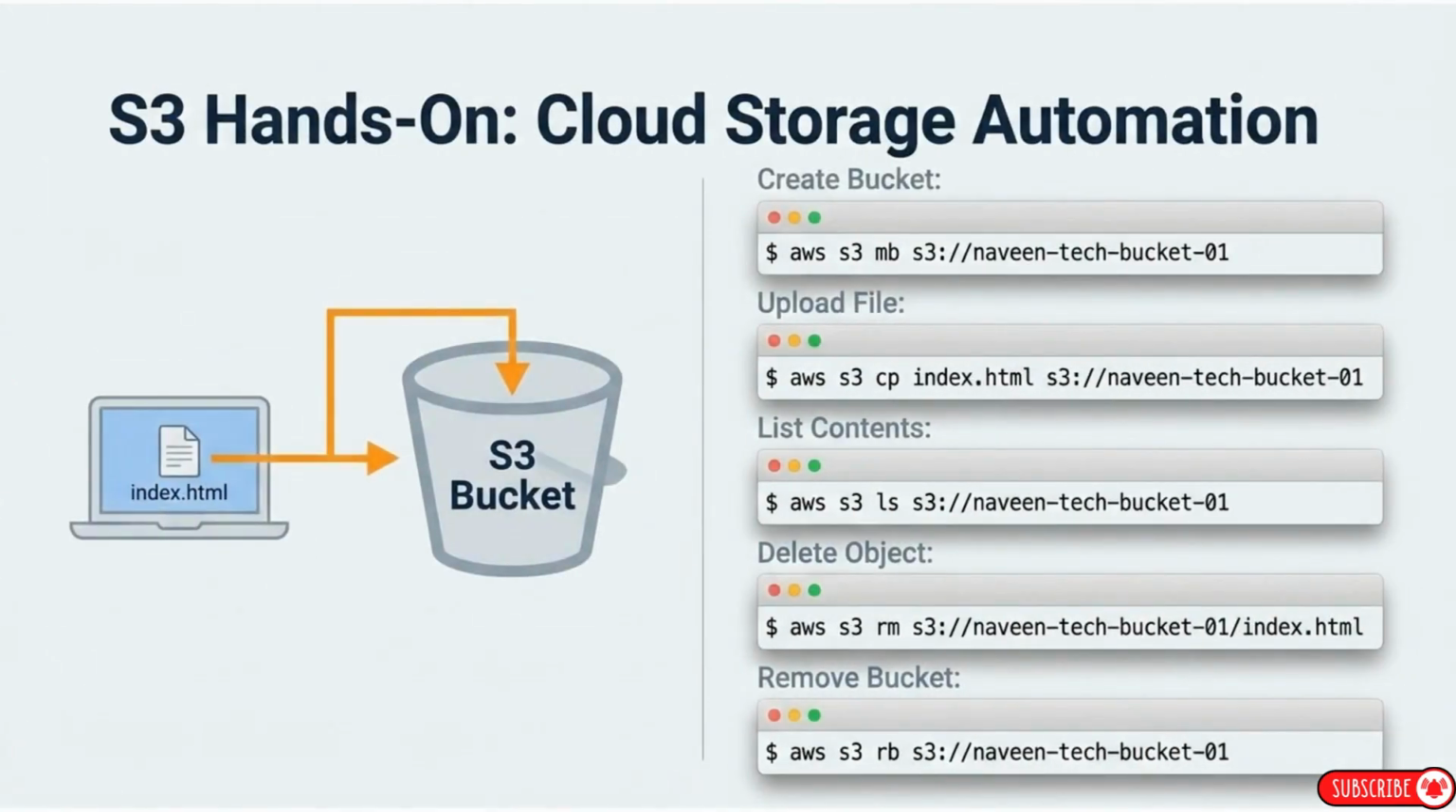Let us start with a simple S3 hands-on example. S3 is AWS object storage, commonly used for files, backups, logs, images, and data lakes. With CLI, we can create a bucket, upload files, list files, delete files, and remove the bucket. For example, aws s3 mb s3://bucket-name creates a bucket. aws s3 cp index.html s3://bucket-name/ uploads a file. This is how engineers automate storage tasks without opening the console.